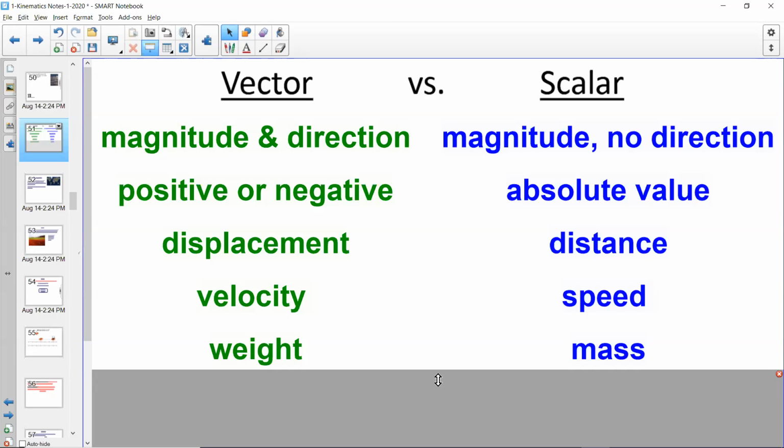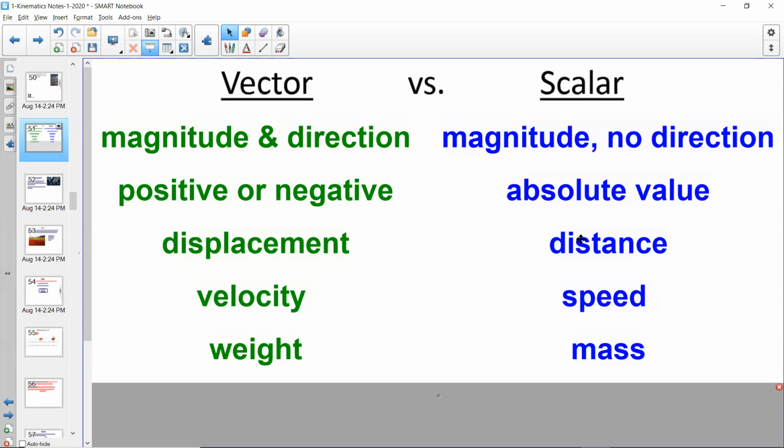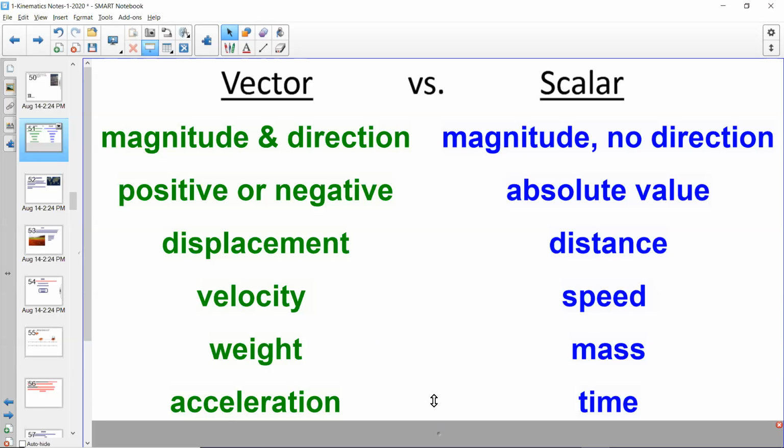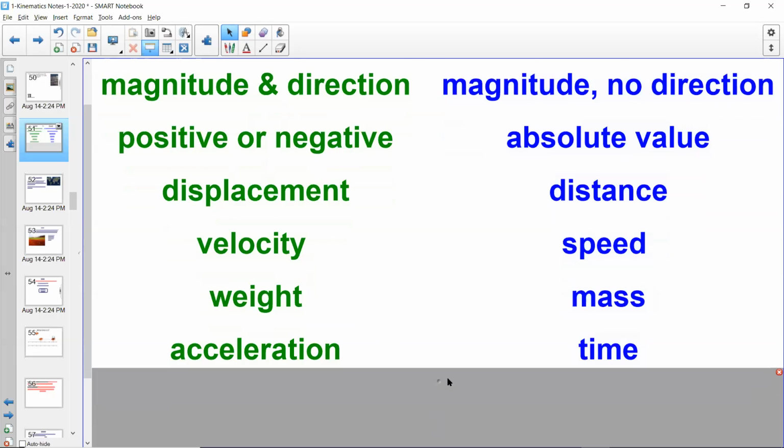The last example isn't a pair. So displacement and distance kind of go together, velocity and speed go together, weight and mass go together. This last one, though, they don't go together, but they are two words we're going to look at in this course. One is acceleration, and that is going to be the focus of our next unit.